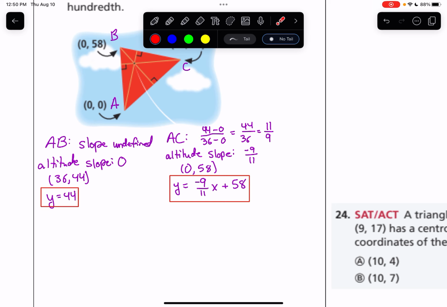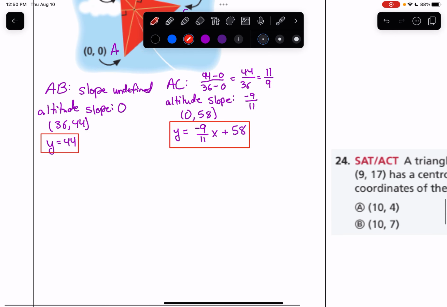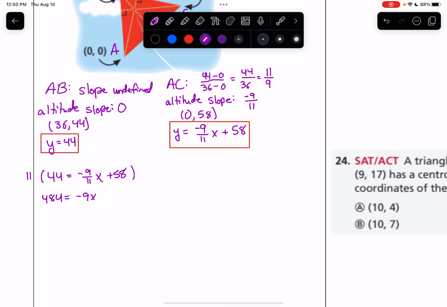After I find those, I need to find where these two equations meet each other. So I need to set 44 equal to negative 9/11 x plus 58. So let's do that. 44 equals negative 9/11 x plus 58. And I can go ahead and find the answer here. Maybe I'll clear out the fractions by multiplying everything by 11 because I'm just not a fan of seeing those fractions. So 44 times 11 is going to give me 484 equals negative 9x plus 58 times 11, which is going to be 638.